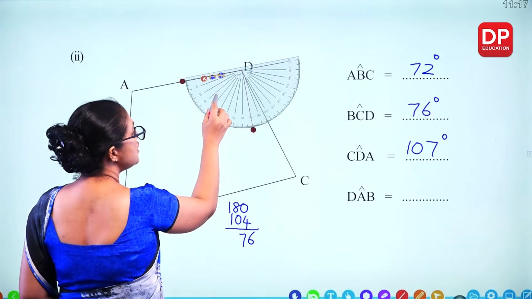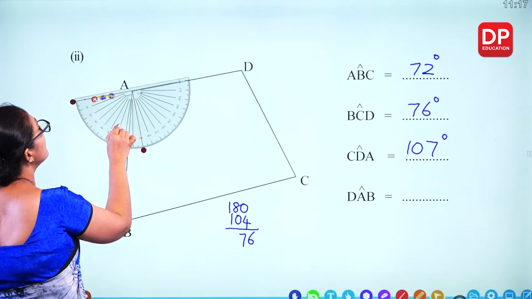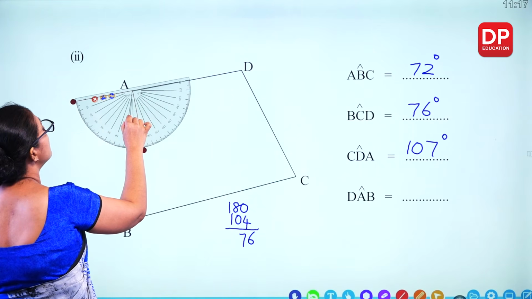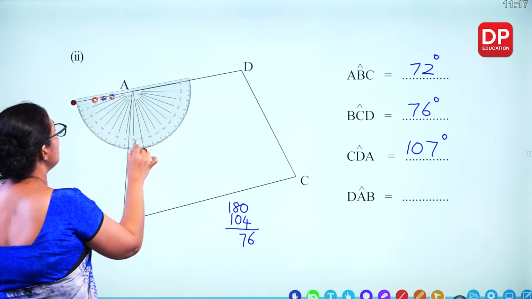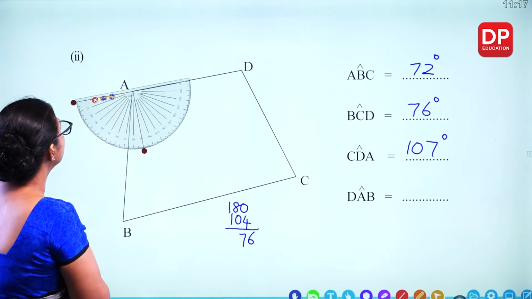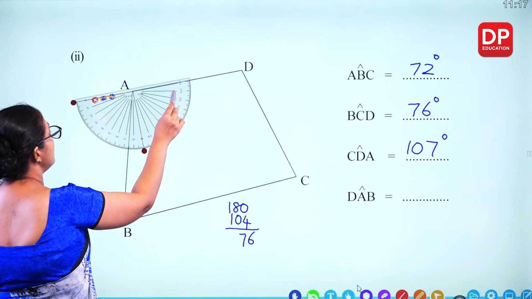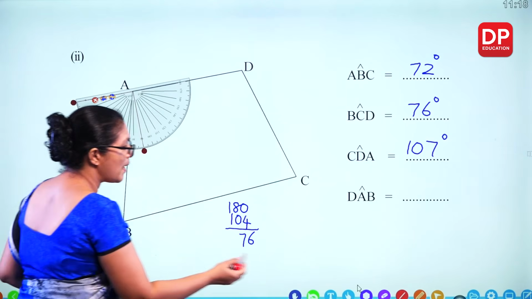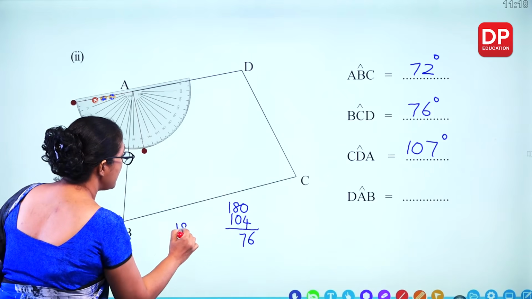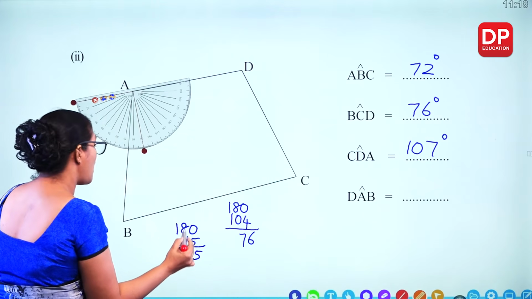Now we'll find out the DAB angle. DAB angle is here. Keep it like this and measure the angle here to here. So this is like 70. So here you have to measure this angle. So this way it's 75. So what's my angle now? Other way around, 180 minus 75. So 105.